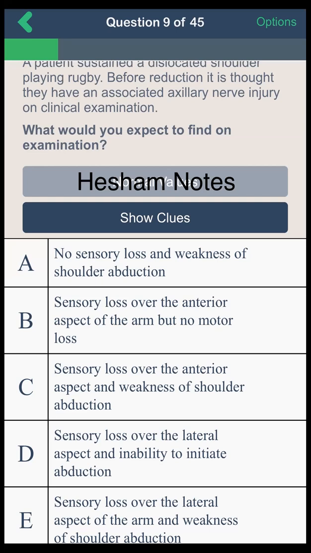Sir, E, because there will be sensory loss over the lateral aspect, a regiment badge sign, and there's weakness of deltoid, so he can't abduct from 30 to 90 degrees. So it should be E, sir.